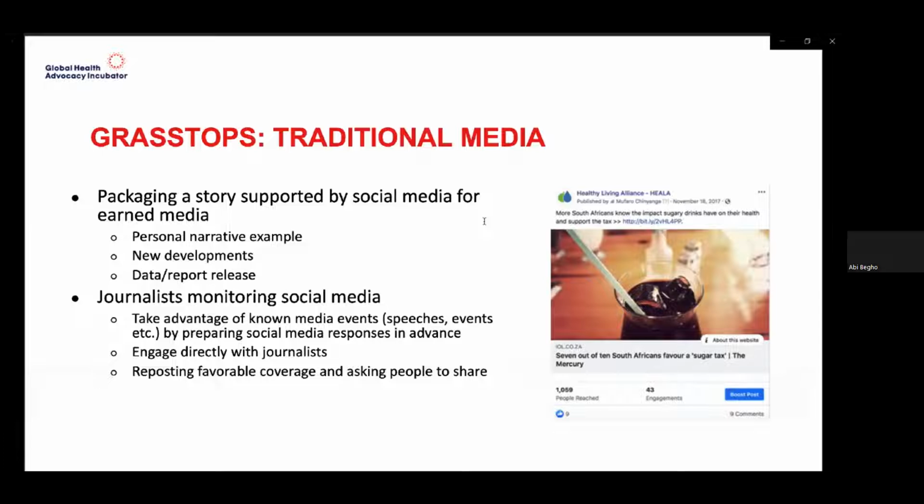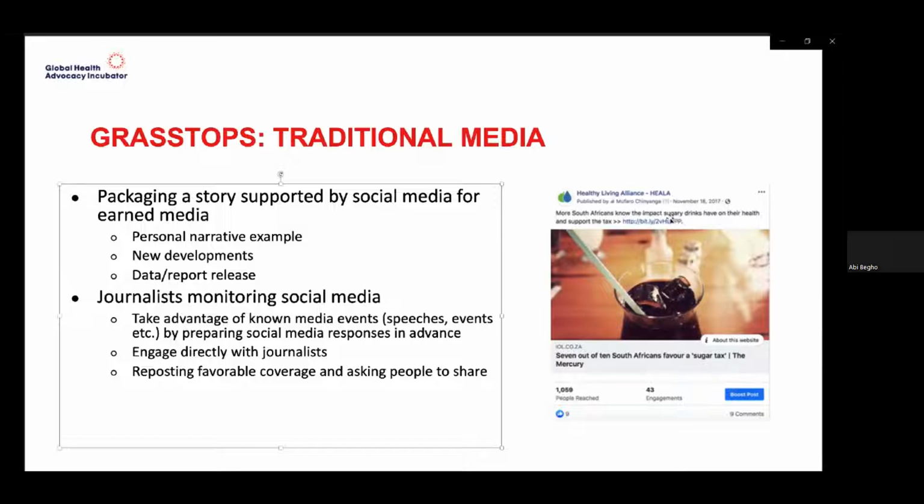Another thing that's really important is that we know that journalists spend a lot of time on social media, so you should take advantage of that, and you should make sure that if you're having an event, you've prepared stuff in advance, particularly for social media. Maybe you're engaging directly with the journalists, inviting them to a webinar or an event. And another really, really important thing is to repost favorable coverage and ask people to share it. Here you go, that's an example on the right.